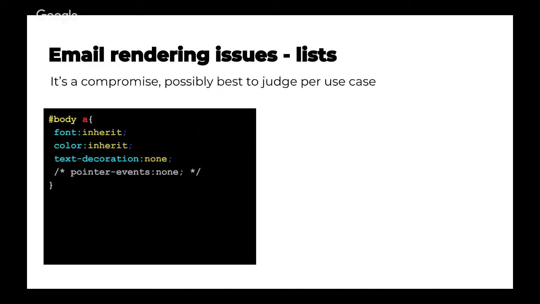The first option here I have is a CSS option. Here I've got a body tag and then a tag. So this is going to target every link within the email. And this now has font inherit, color inherit, text decoration none. You could target this just to a particular section, which would be better, but this is targeting the entire email.